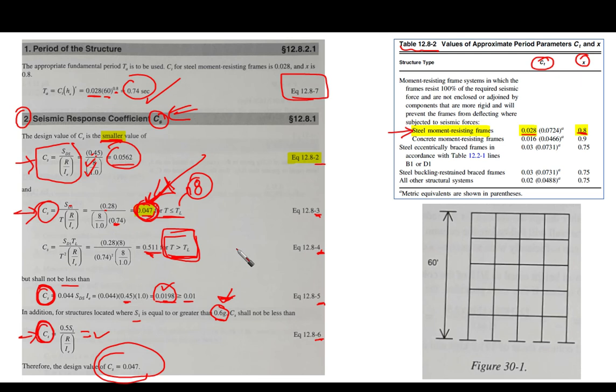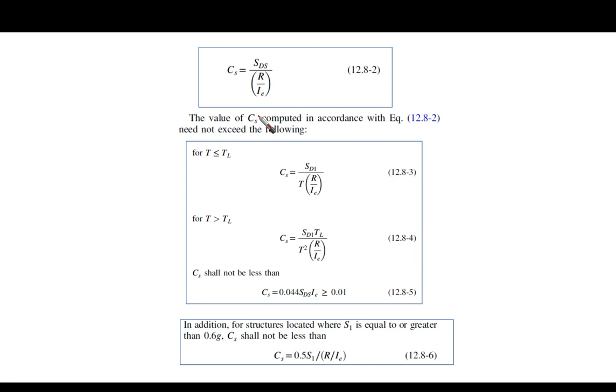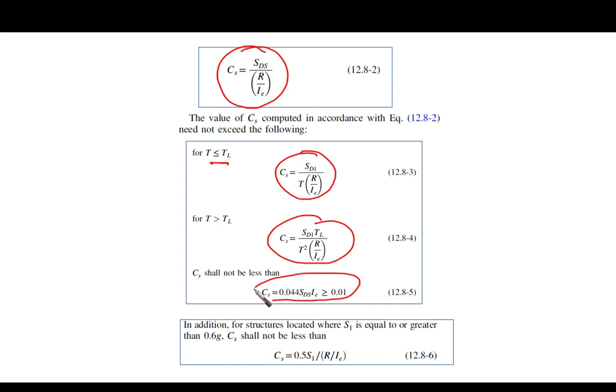Okay, now the next one. As a reminder, as we said, because we have the value of CS, this is the general one that we have explained, and it should not exceed this value for T less than TL, or this value for T larger than TL, but it should not be less than this value. And this one is for S1 equal to or greater than 0.6 g. So it shall not be less than this value. Even if you substitute here with 0.21, because I gave it to you, you are going to find that it does not control our case.